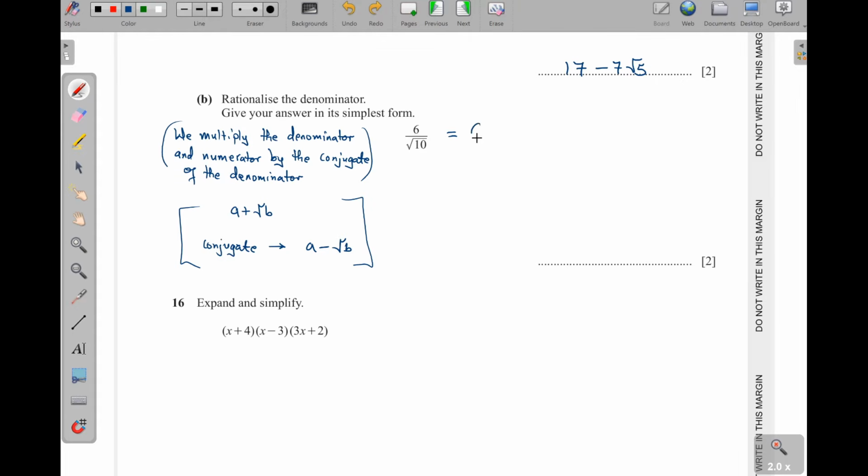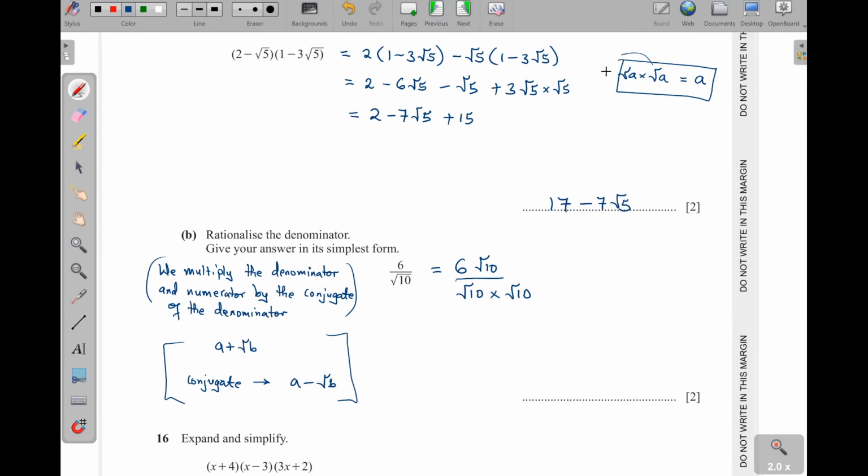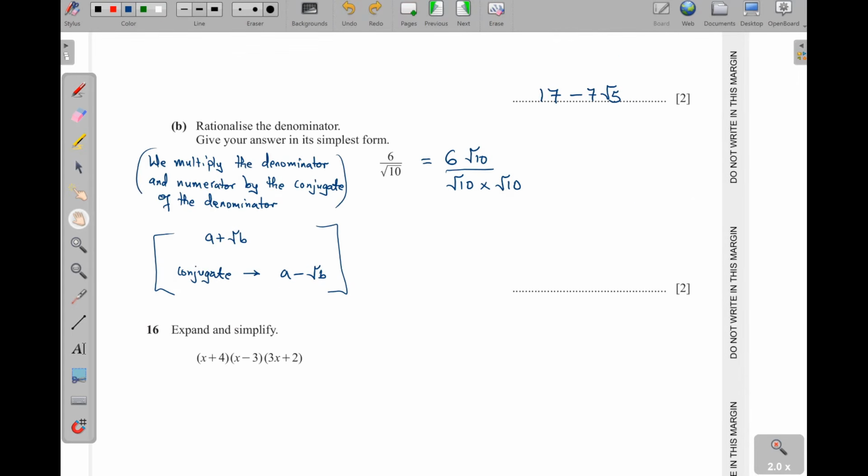So we just multiply the numerator by root of 10 and also the denominator by that root of 10, because we have seen that root of a times root of a, you get a. So meaning that when I multiply here, root times a root, it is going to go away. So here I'll have 6 root of 10, then we divide by, here I'll get 10. Now I can simplify it by 2, we shall get 3. Then by 2, we shall get 5.